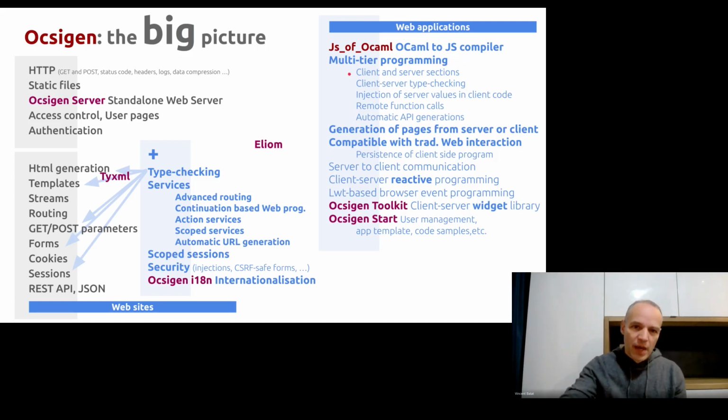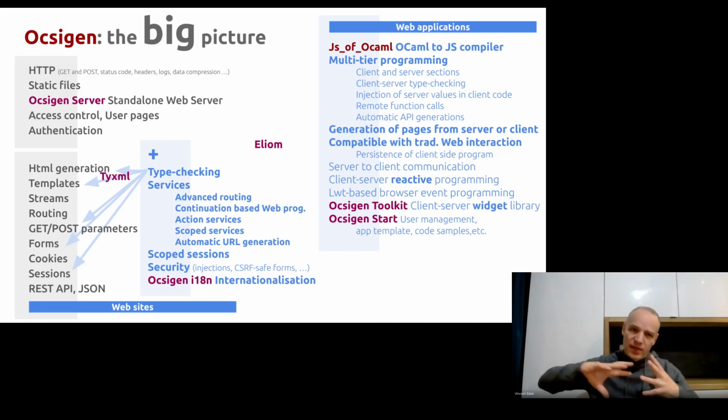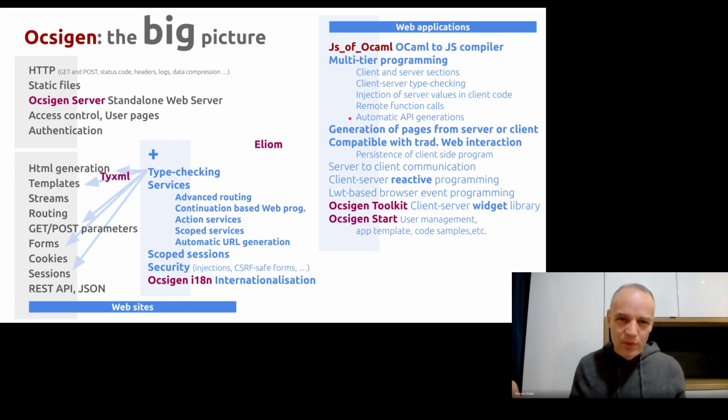This is implemented by adding annotations to your OCaml program to specify on which side you want the code to be executed. From that, we extract two programs that are type checked together, and communication between client and server becomes straightforward because, for example, you can inject server-side values in client-side pages, or you can call a server-side function from the client. You don't need to generate your API manually. Eliom does that for you if you want.